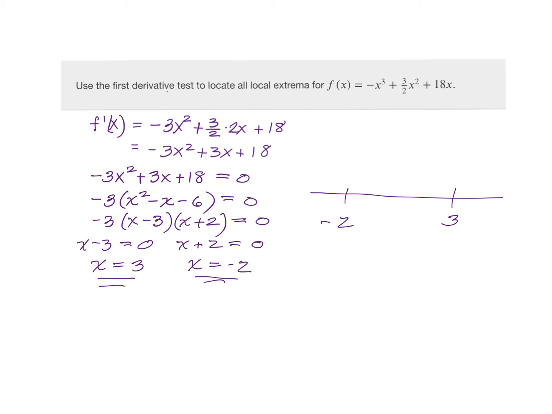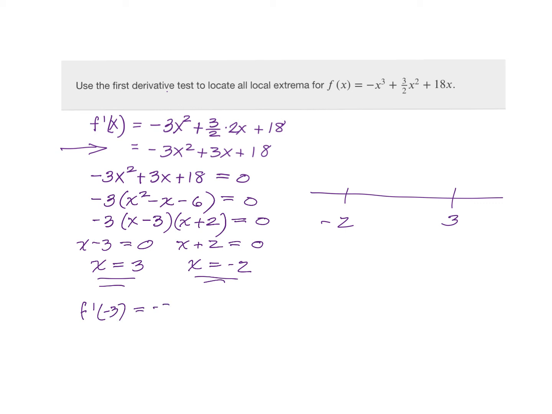All right? And so what I do is I pick a number on the left side of negative 2. All right? And remember what we're trying to find. We're trying to find if it's increasing or decreasing at that point. So to find out if it's increasing or decreasing, you plug it into the first derivative, right? So I'm going to pick negative 3. And so I'm going to find f prime of negative 3.